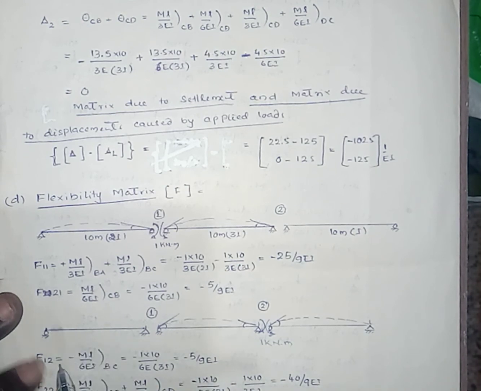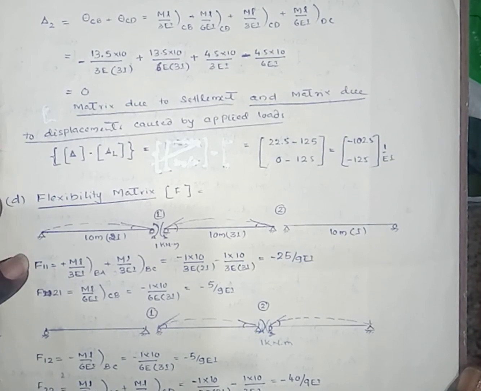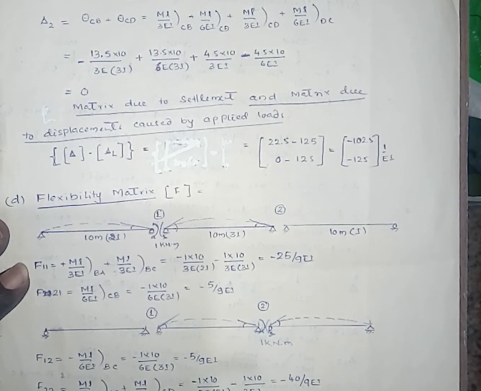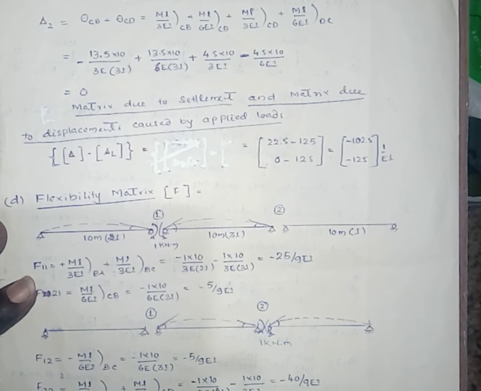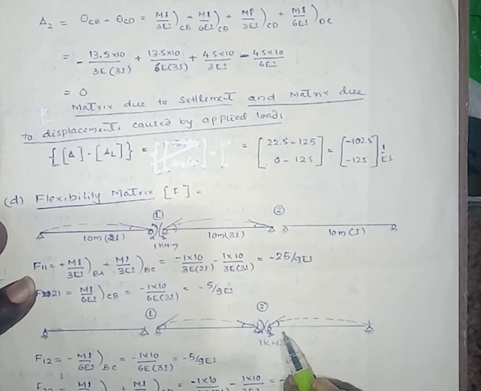By Maxwell's reciprocal theorem of deflection, F21 and F12 both should be equal. Then F22 is the displacement at 2 due to the load applied at 2. Here two spans are connected, one is CB, one is CD. Then ML by 3EI for span CB, ML by 3EI for span CD. Then minus 1 into 10 divided by 3E, the moment of inertia for this span is 3I. Then minus 1 into 10 divided by 3E, the moment of inertia is single I. By simplification, that is minus 40 by 9 EI.